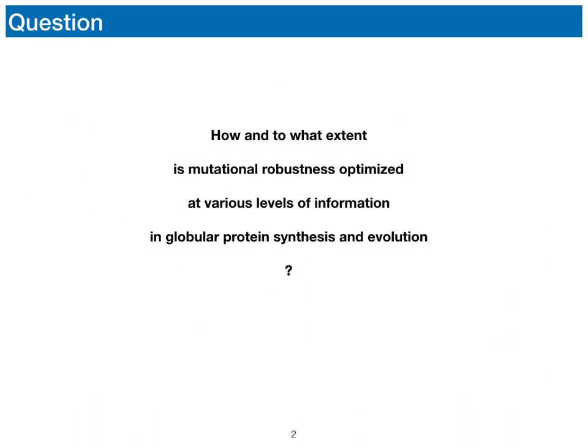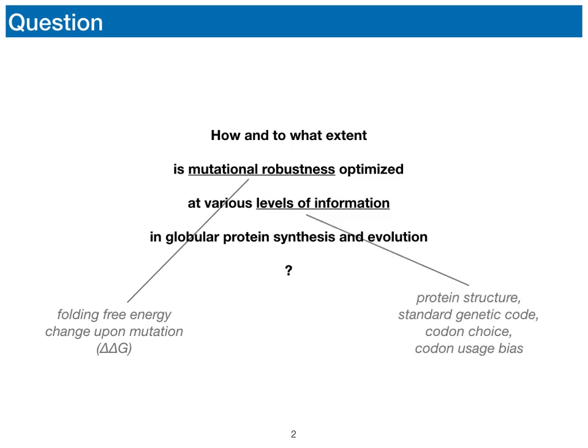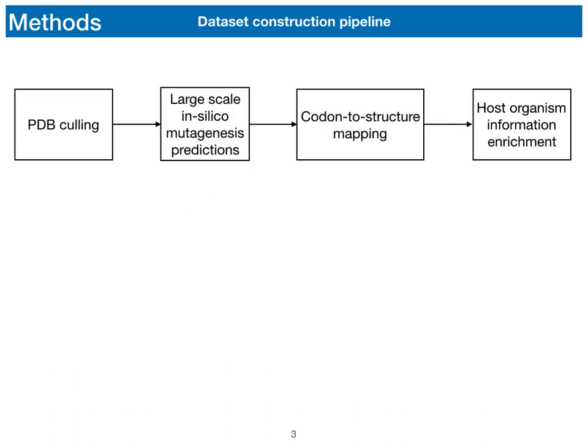So the central question we focused on in this paper is how and to what extent is mutational robustness optimized at various levels of information in globular protein synthesis and evolution. In particular, we limited ourselves to mutational robustness in terms of the impact of mutation on the folding free energy, and we looked at the levels of structures, the genetic code, and codons.